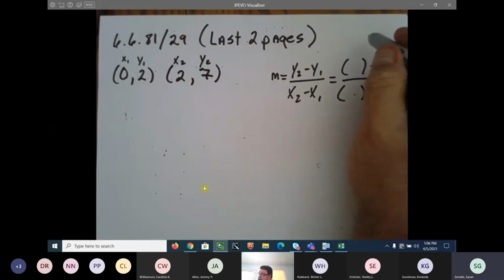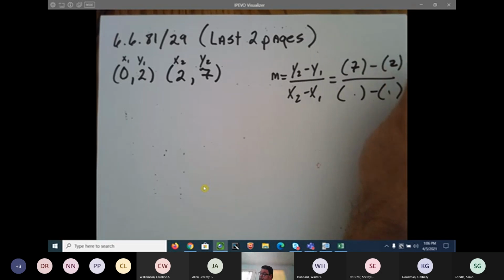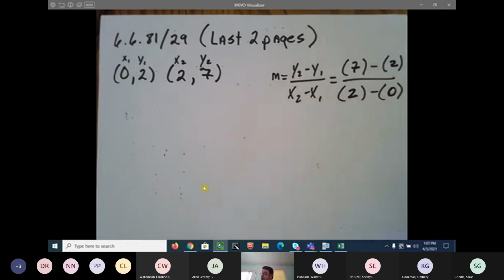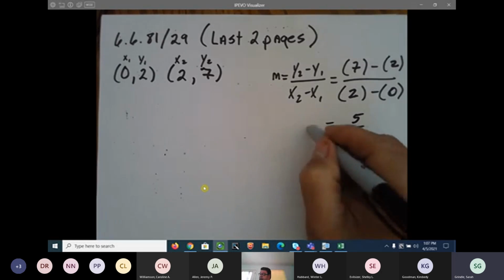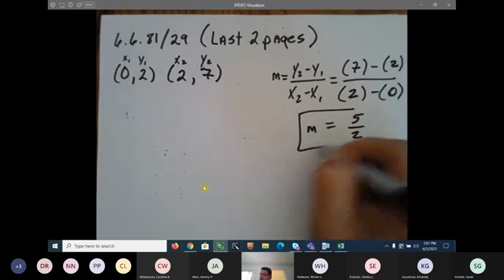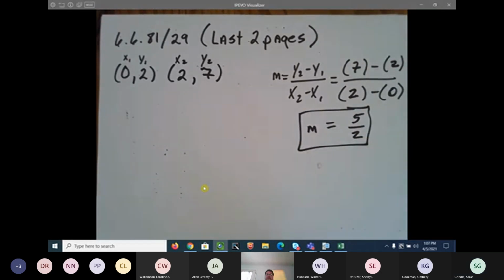Yeah. 7, 2, 2, 0. Plug and chug. And you get 5 over 2. So our slope is equal to 5 over 2. Now what do we do? Well, we got to find the equation. And the other formula, and I'm going to highlight this formula, even though I did it in your notes that you didn't print out.